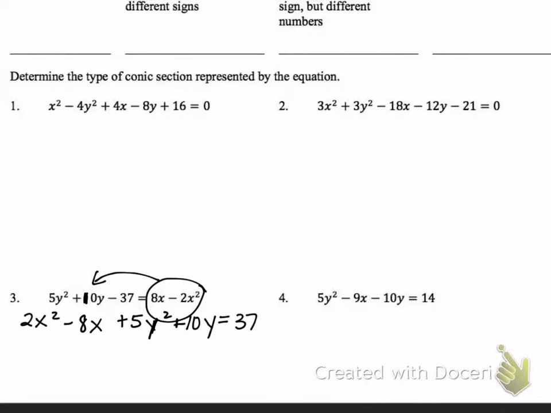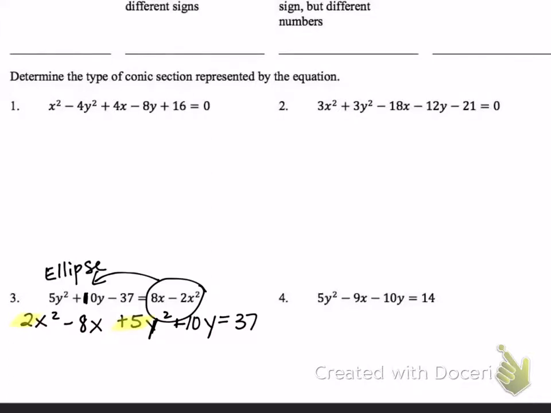So my a and c values are what two numbers? What is my a value? 2. And what is my c value? Plus 5, because it's the number in front of the y squared. So a is the number in front of your x squared, and c is the number in front of your y squared. Do these numbers have the same sign? It's an ellipse. How come? They have different numbers, but the same sign. So I would say that it is an ellipse.